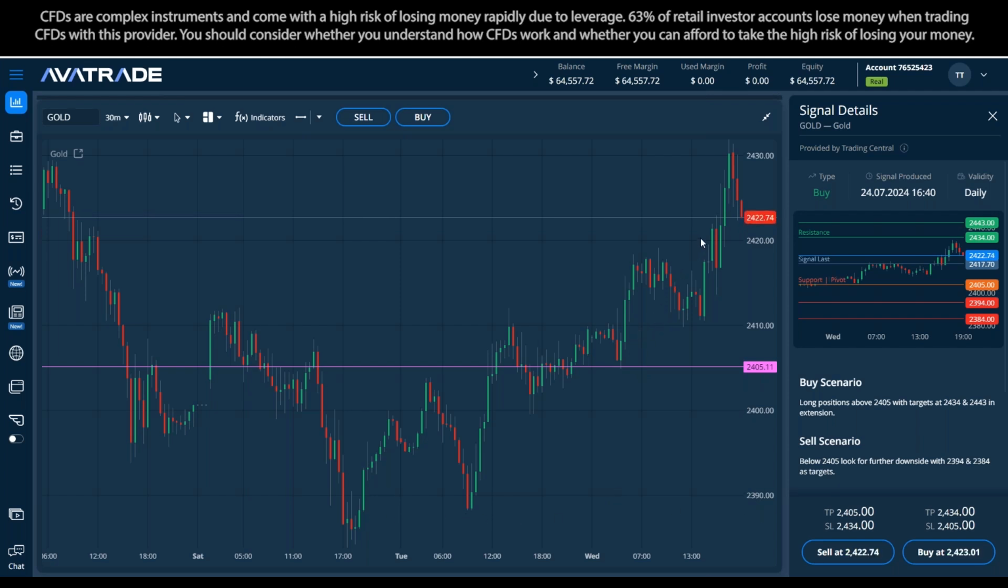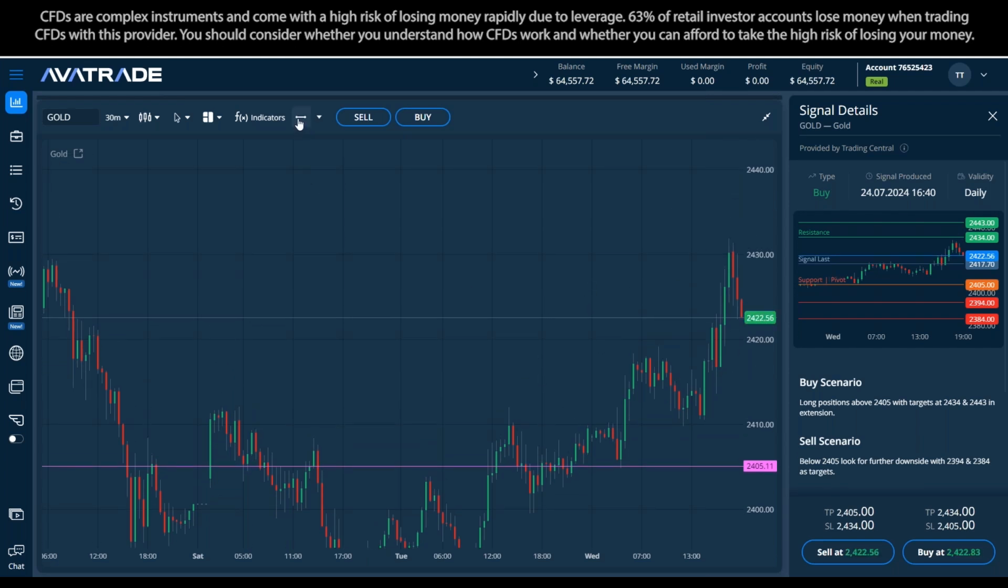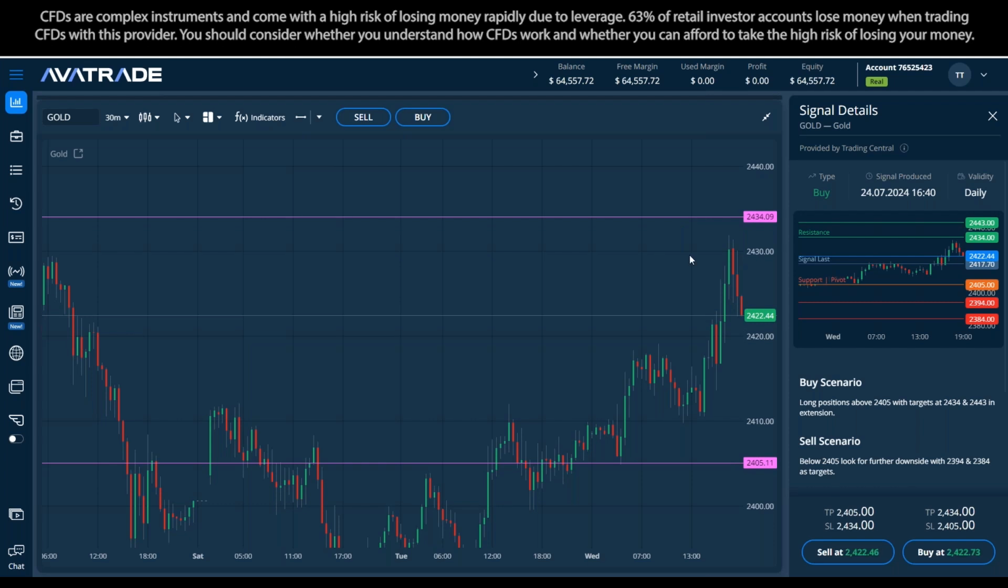It went roaring up as expected in the signal and nearly hit 2434, which was the take profit suggestion. And let me just pull that down. And if we go 2434, that's here. So it reversed almost right at the first take profit suggestion.